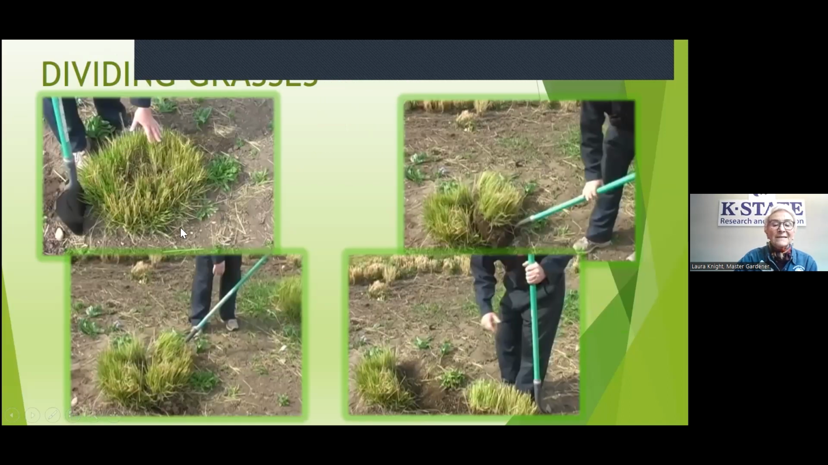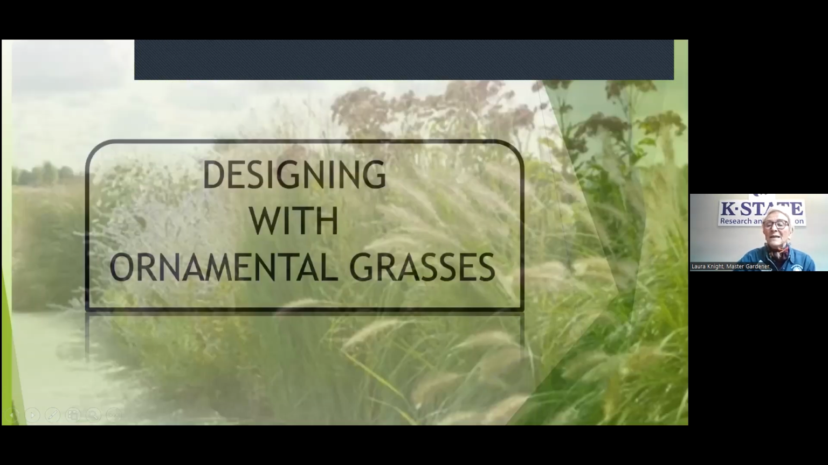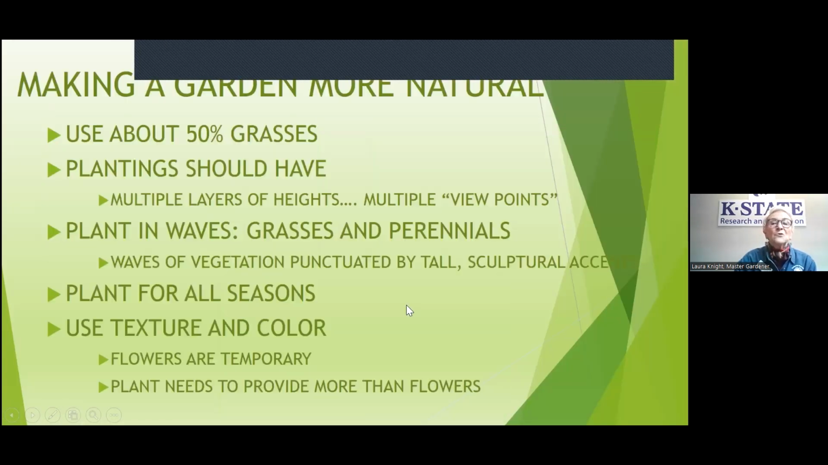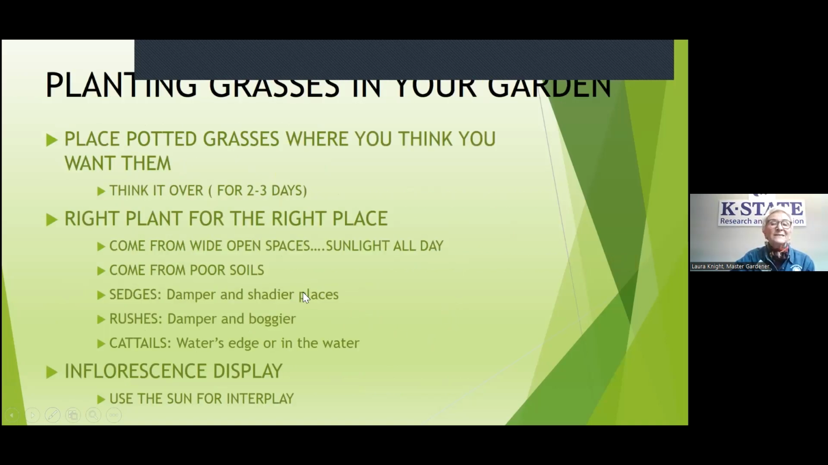And dividing your grasses, when there's a hole in the center, you can divide them. And you can design with ornamental grasses, only grasses if you want, or mix them up. And use about 50% grasses, no more, to make it more natural. And be sure you look at them from multiple points of view before you plant them. Plant in waves, plant for all seasons, and nowadays mix them with color, with the big natives. They're just perfect.